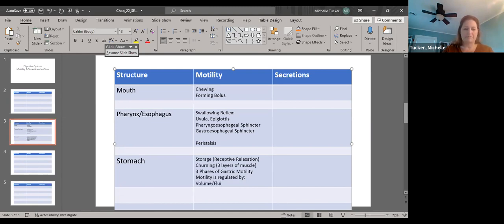also fluidity. Fluids actually pass very quickly through the stomach. So if a meal is very like an iced cappuccino maybe, then that will pass very quickly through because it's already in a liquid form. So increase volume, increase fluidity, and that is going to increase motility.